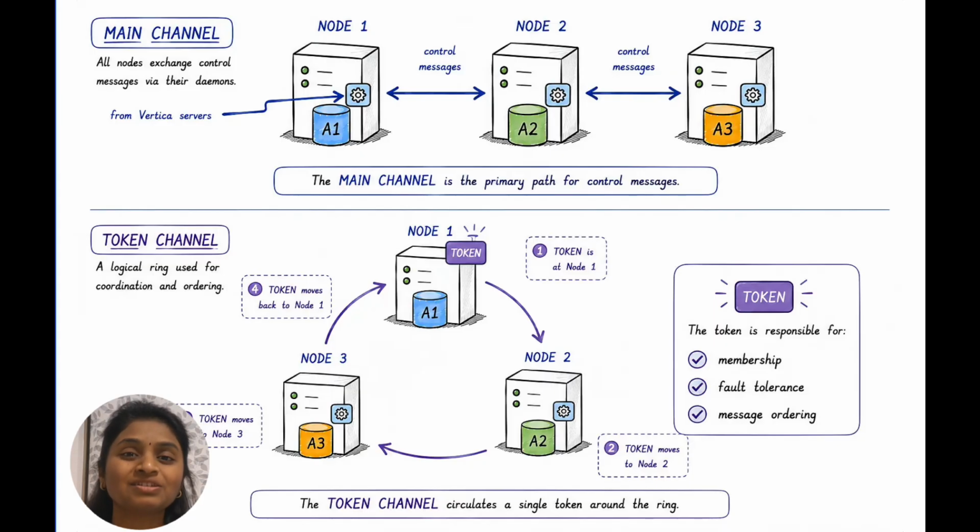So that's the two channel design of spread. The main channel moves the control messages, and the token channel keeps everyone in agreement on who is in the cluster, how failures get handled, and what order things happened in. So with two channels working together, a pile of separate nodes behaves like one perfectly coordinated database.